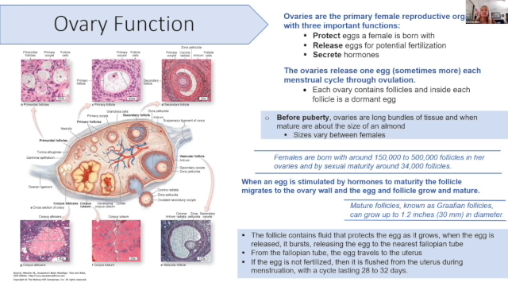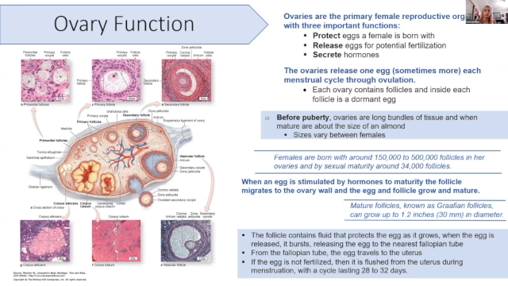When an egg is stimulated by hormones to maturity, the follicle migrates to the ovary wall, and the egg and follicle grow and mature. These mature follicles are known as Graafian follicles, which can grow up to 1.2 inches or 30 millimeters in diameter. The follicle contains a fluid that protects the egg as it grows, and when the egg is released, it bursts, releasing the egg to the nearest fallopian tube.